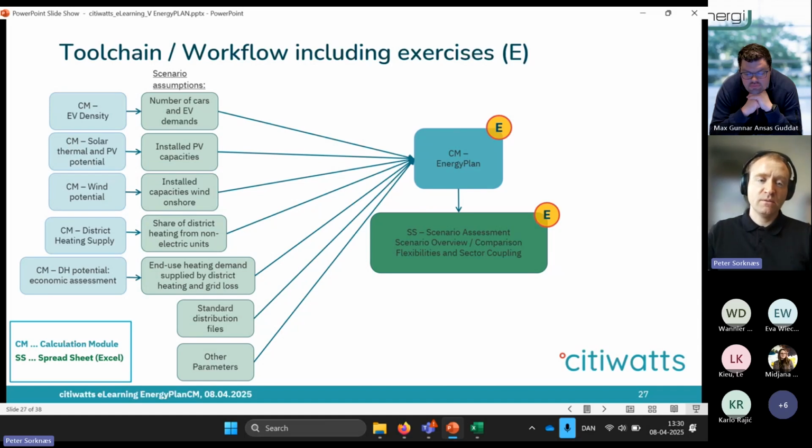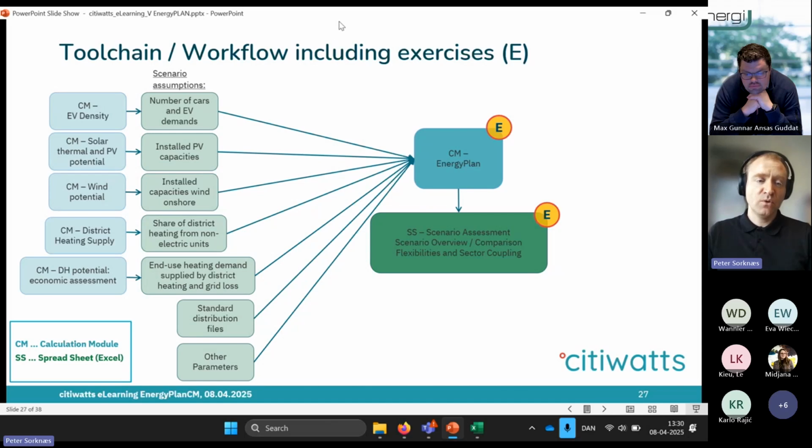So in this one here, the exercise I prepared today is a fairly simple one, where we make a reference scenario for an area, and then we will try out 2 different scenarios and see how that affects some overall metrics we have for the electricity system.